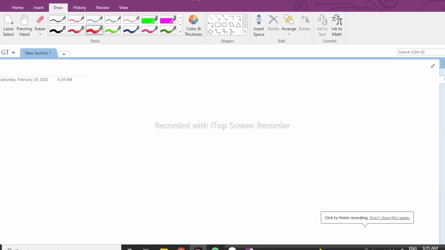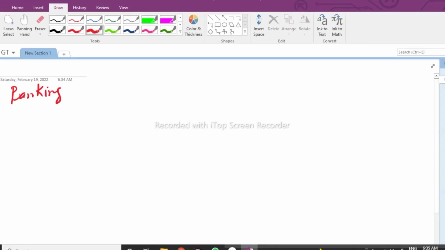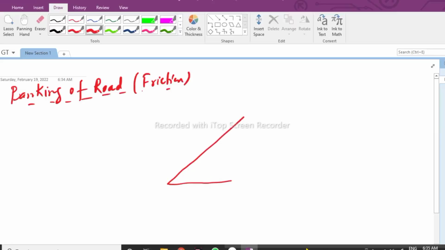Hi, today we are going to discuss the concept of banking of roads. So, banking of roads, I am taking for the friction case. Okay, this is given for safe negotiation of the driving.